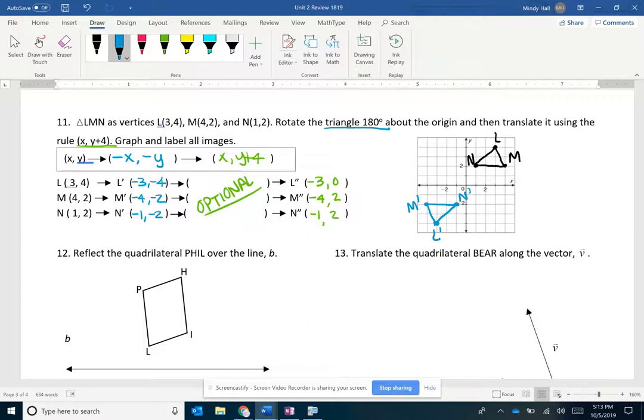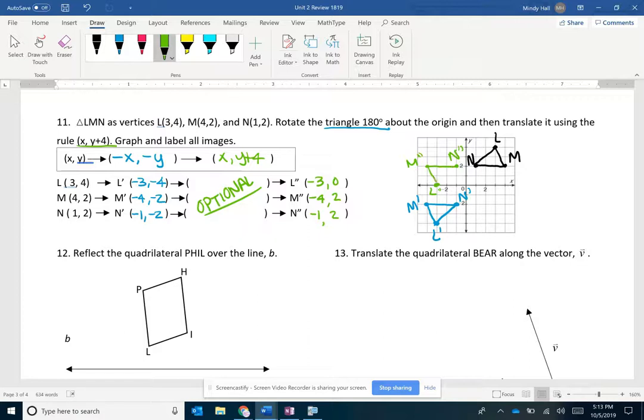So then the last one, L double prime, M double prime, and all that fun stuff, L double prime is going to be at -3, 0. M double prime is at -4, 2. Double prime. And N double prime is going to be at -1, +2.